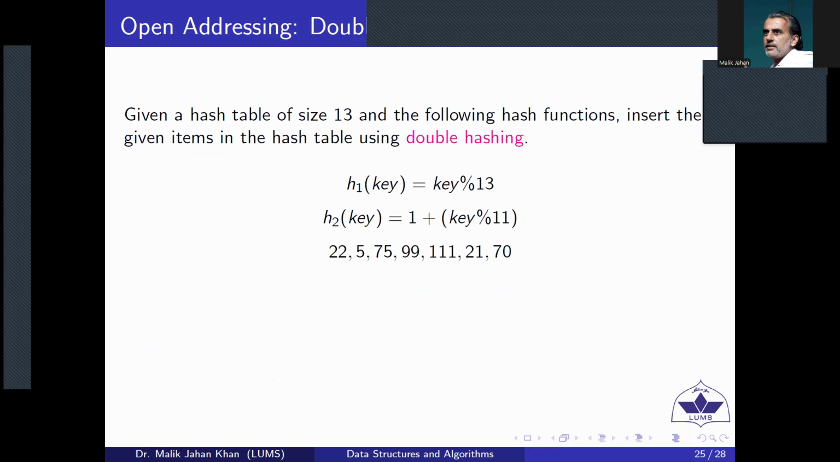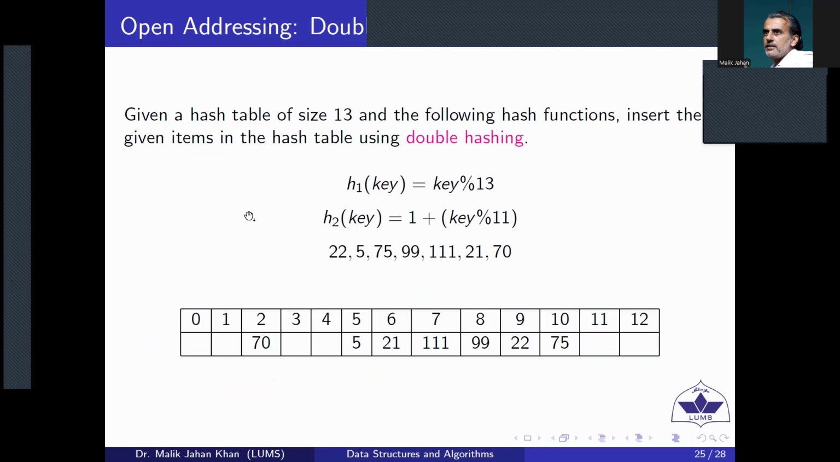Given a hash table of size 13 and the following hash table, insert these elements using these two hash functions. I would strongly suggest that you take it as homework and do it yourself. Slides will be available to you, and solve this yourself. If you face any difficulty, then let us know. So don't look at the answer before solving it.